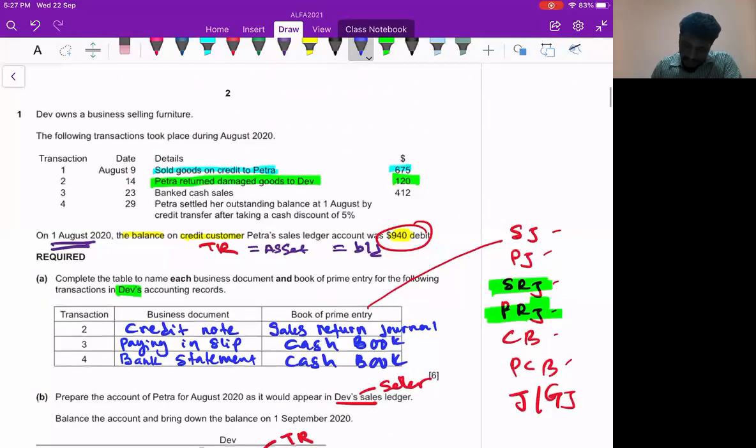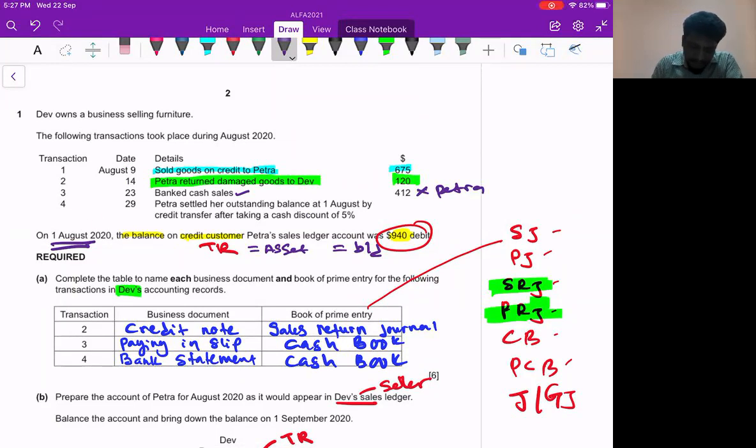After that, cash sales bank in. Cash sales bank in are not related to Petra, so no need to record in Petra's account. So don't care.